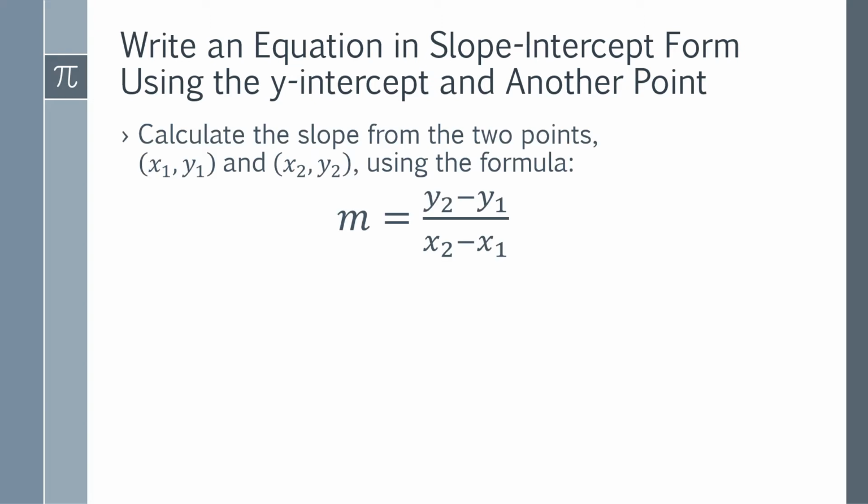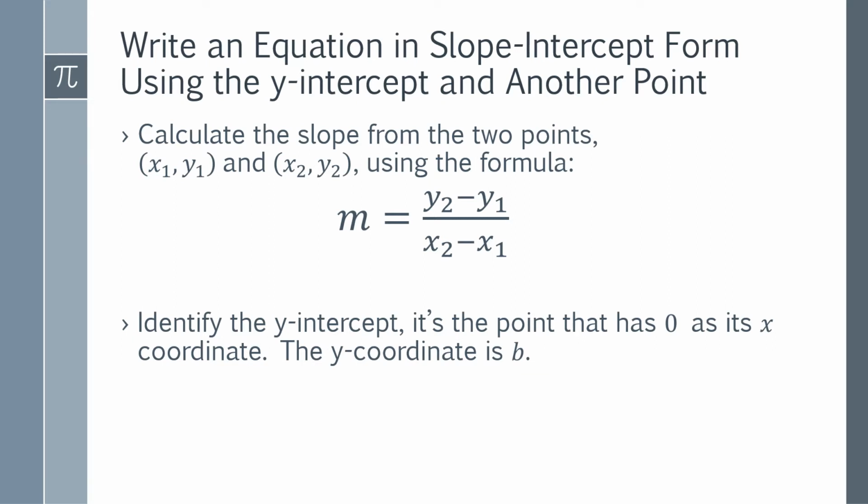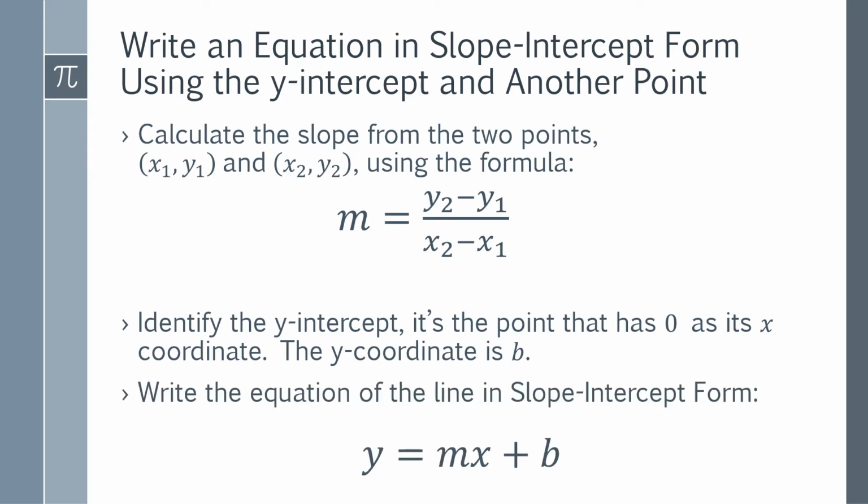So the first thing we're going to do is calculate the slope from the 2 points using the formula m equals y2 minus y1 over x2 minus x1. Next, since one of the points is the y-intercept, we can just get b right from that. B is the y-coordinate of the point that has 0 as its x-coordinate. And then you can just substitute those values into the equation. So let's look at an example.